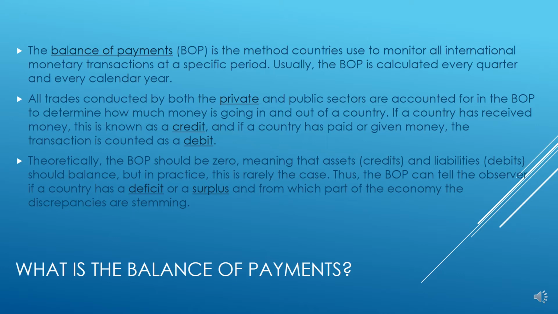If a country has received money, this is known as credit. And if a country has paid or given money out, the transaction is counted as a debit. Theoretically, the balance of payments should be zero, meaning that assets and liabilities should balance. But in practice, that is rarely the case. Thus, the balance of payments can tell the observer if a country has a deficit or a surplus and from which part of the economy the discrepancies are stemming.